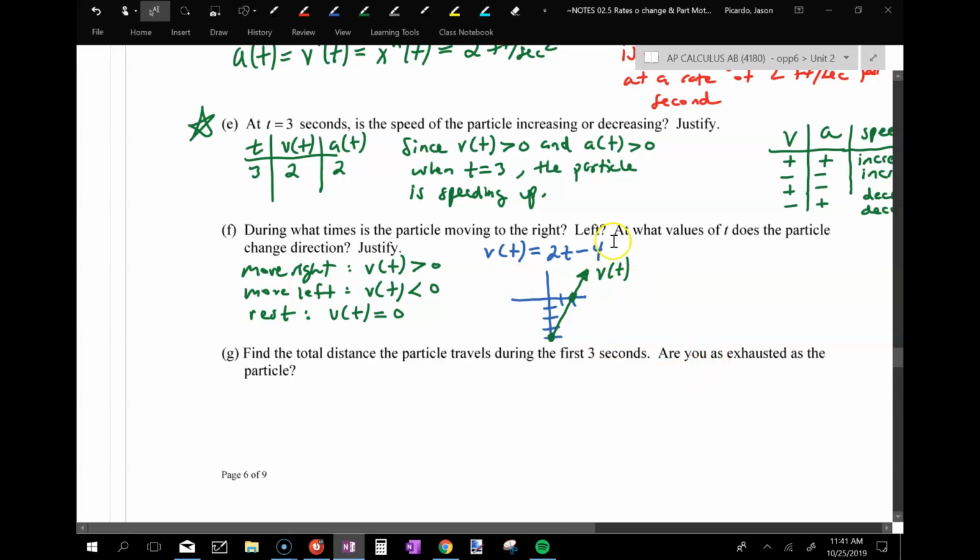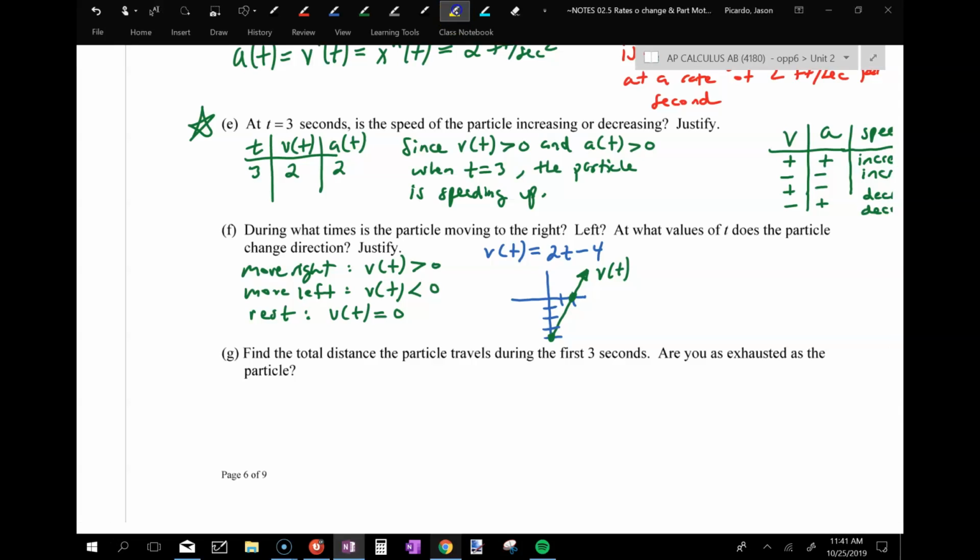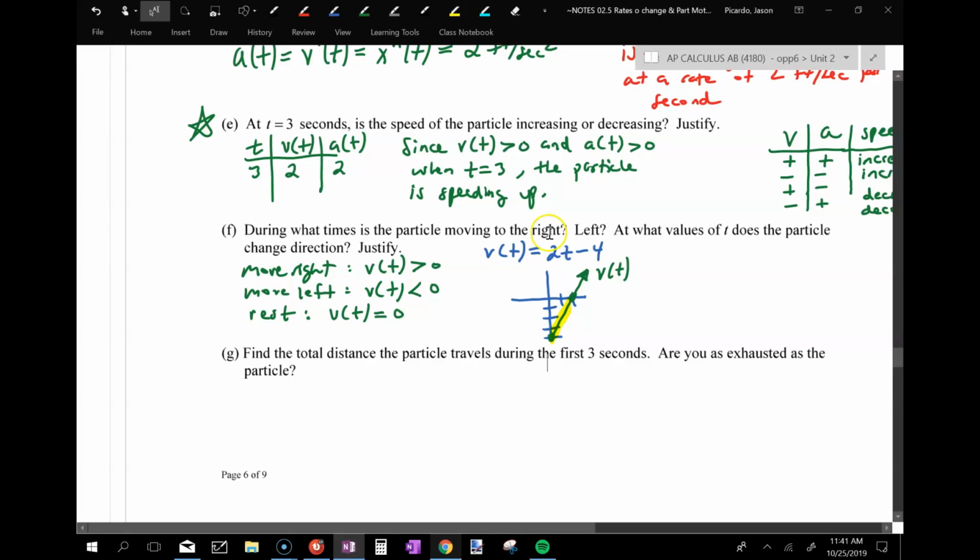Well, what's nice about doing this is it gives me a really visual of what's going on. Anywhere this function is below the x-axis, the velocity is what? Negative. So where is it moving? To the left. Yeah, so down here, right? This would be where it's moving left. Okay, the root of this is where it's going to be at rest. And wherever this is above the x-axis is where it's going to be moving where? To the right.